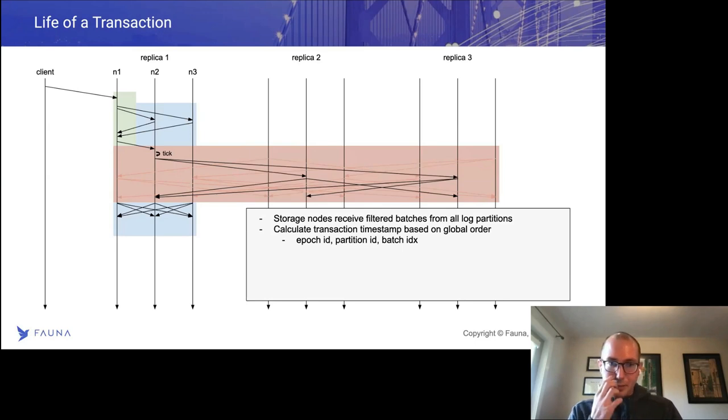This stage is important to pay attention to, because I think it's the core of how Calvin works. There are some other red arrows in this log layer. Our one partition is ticking and generating batches and transactions for an epoch every heartbeat.